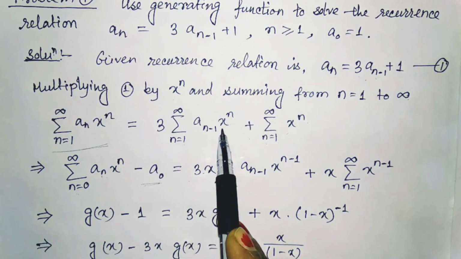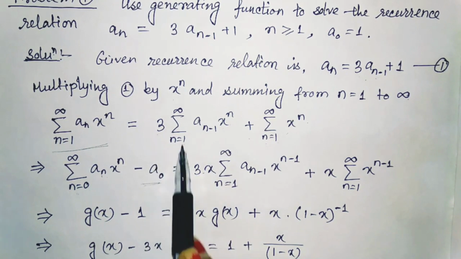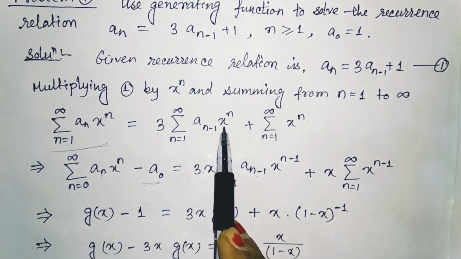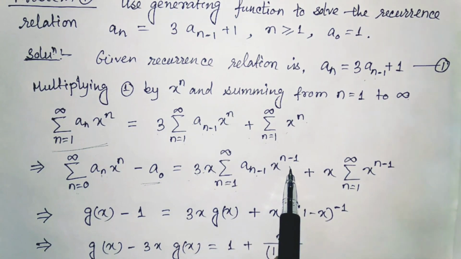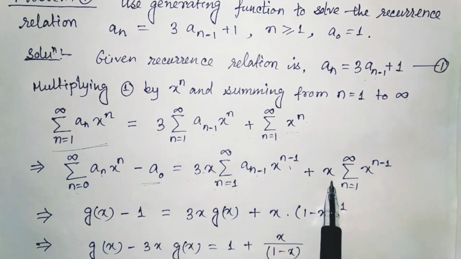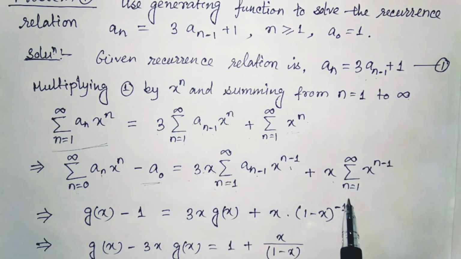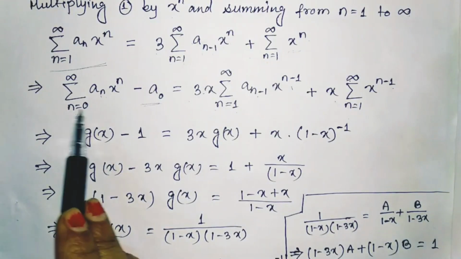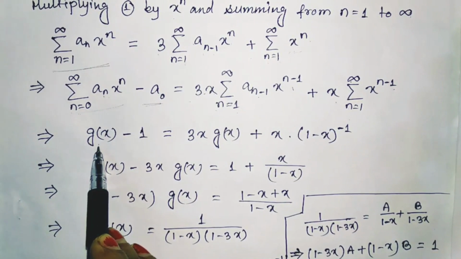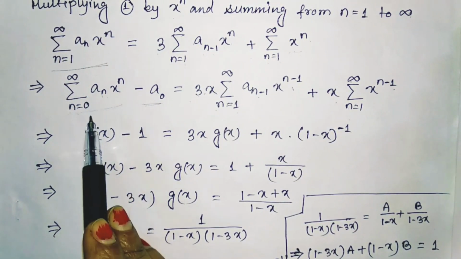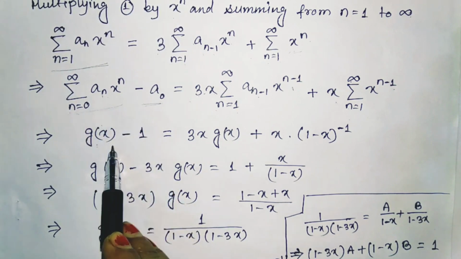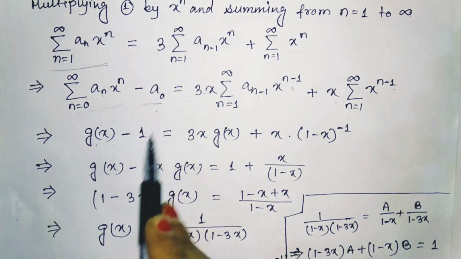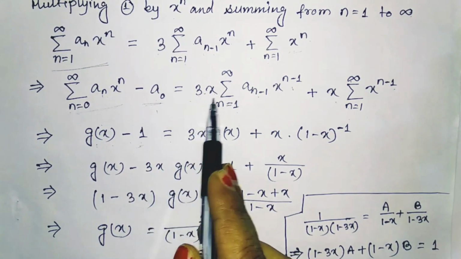Then, if we take x out, we write 3x times summation n from 1 to infinity of an minus 1 into x to the power n minus 1. Similarly, on the other term we can also take x out, and the remaining is summation n from 1 to infinity of x to the power n minus 1. Now this one is nothing but g(x), because g(x) is the summation of n from 0 to infinity of an x to the power n. So the left side is g(x) minus 1, where 1 means a0, the given initial condition. That's why we write 1 is equal to 3x.